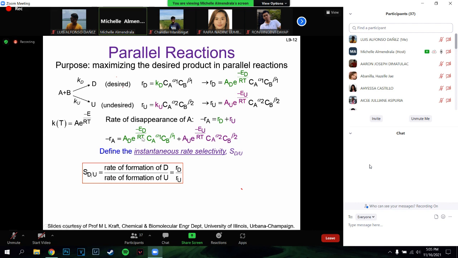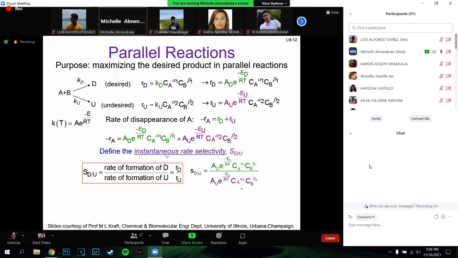So whatever is the temperature T of the reaction, you can express your k as a function of the temperature with respect to the use of the Arrhenius equation, k of T. So this one just expresses kU in terms of the Arrhenius constant AU, and then the activation energy, and then R and T, the temperature of the reaction. T again here is the constant temperature of the reaction.